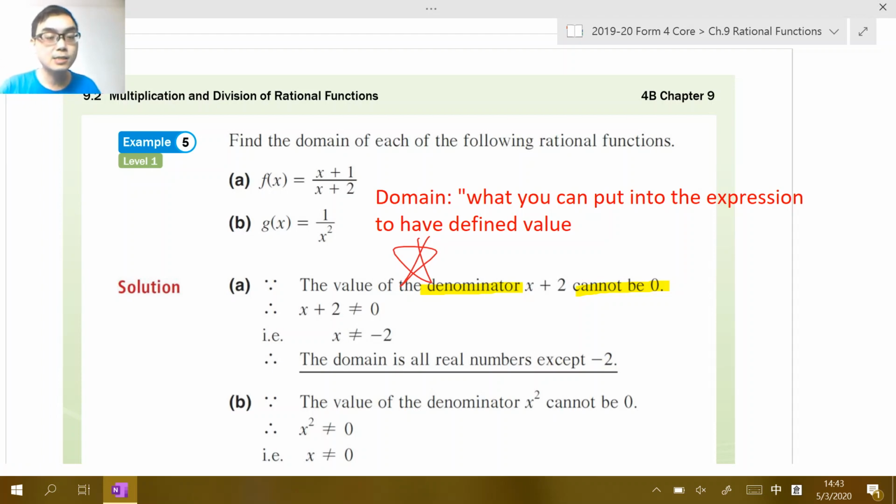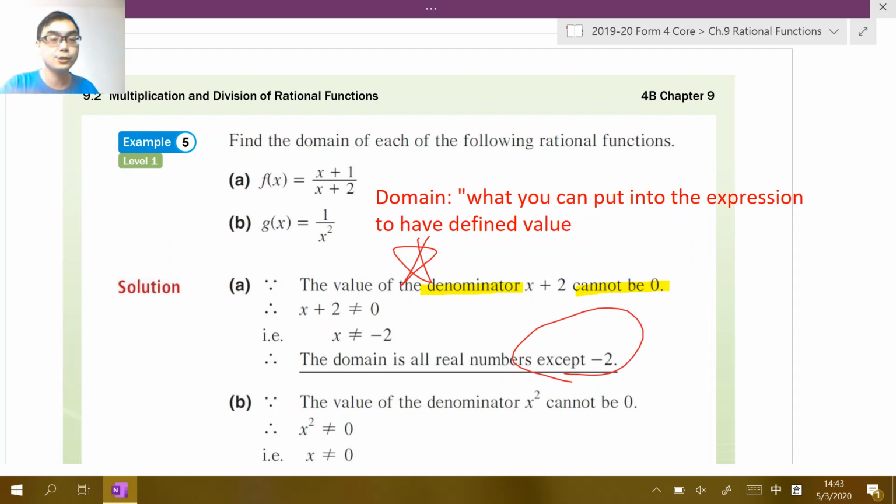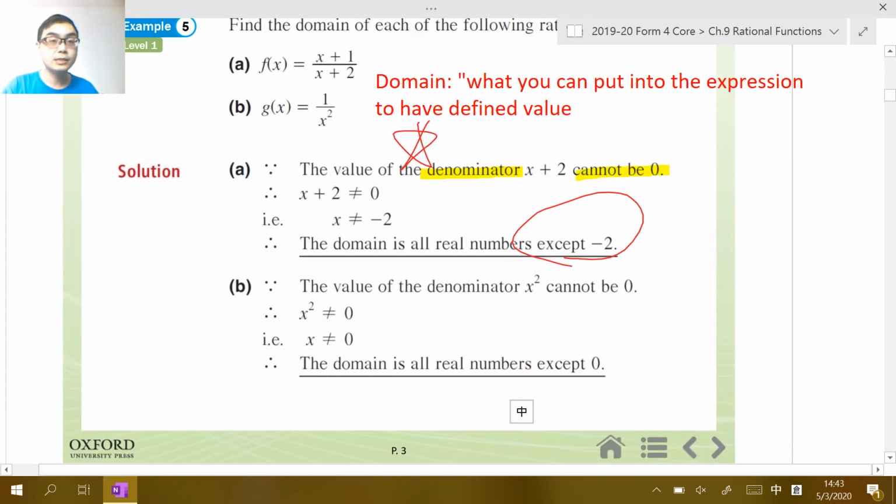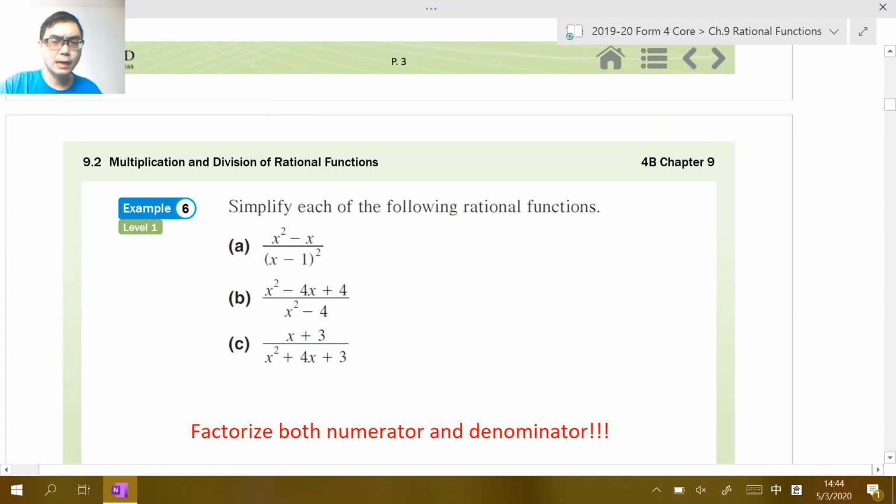For example, in part a, x equals negative 2 will make the denominator 0. So you should say the domain is every real number x except negative 2. It's very easy, because what you need to do is just like you did for domain before. You just ignore those x that make the denominator 0. So it's a very easy example.